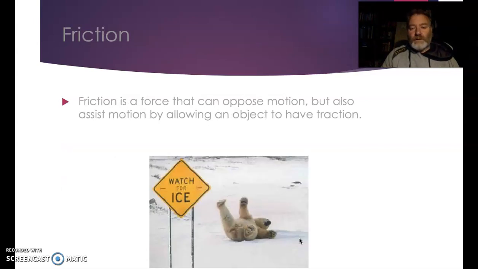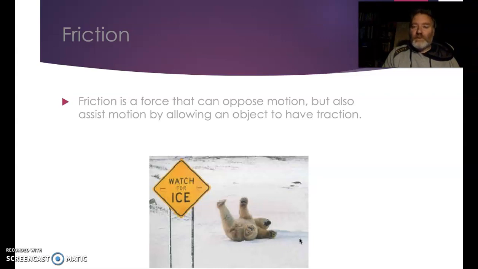Friction is a force that opposes motion, and it's always present. So we can use friction for our own purpose. That's how we go around corners in cars. And it allows us to control a vehicle on the road by creating friction between the surface of the tyre and the surface of the road. Or it can be a problem, as this poor polar bear is finding, where he's not getting enough friction between his feet and the ice, and he's sliding away.